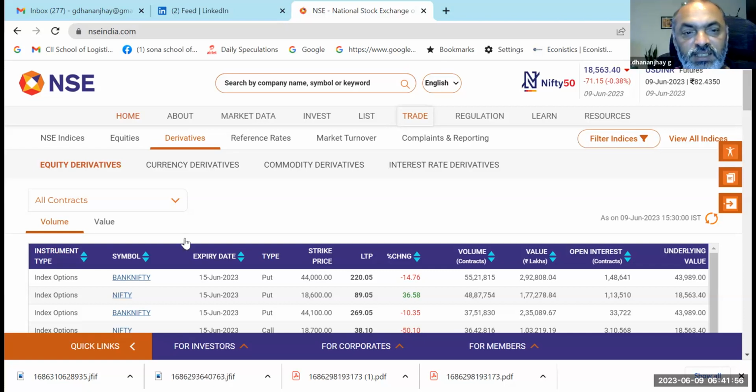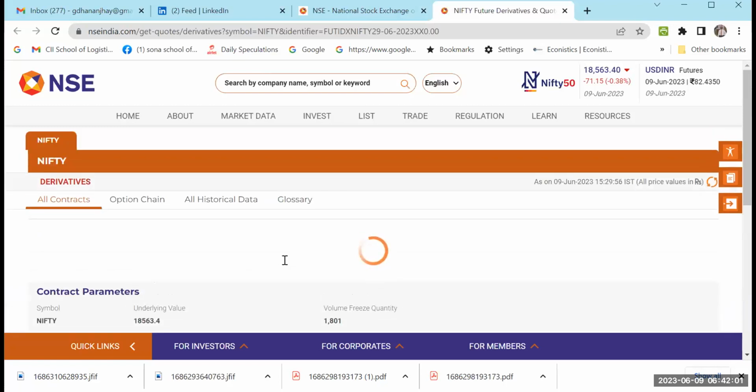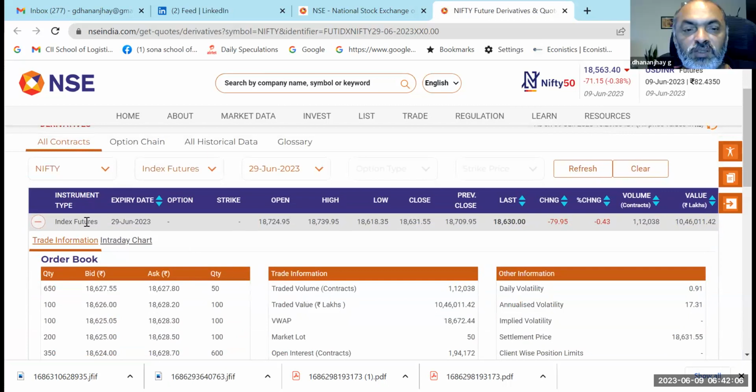Are you able to see the NSE screen? Yes, sir. In this instrument type, we are taking index futures. Okay, index futures, how much is the closing price? 18,631.55.